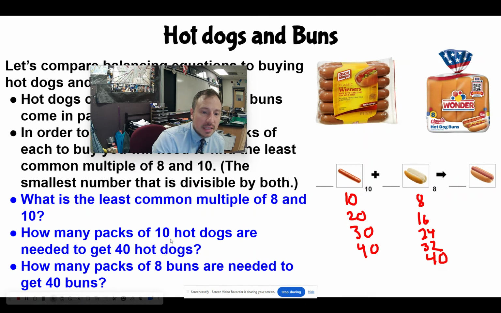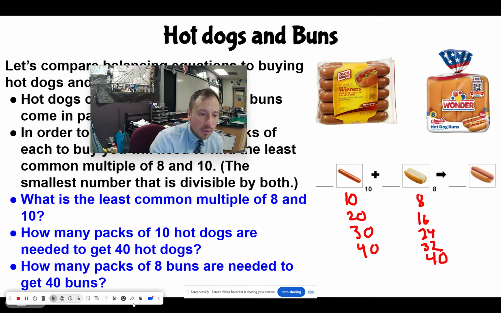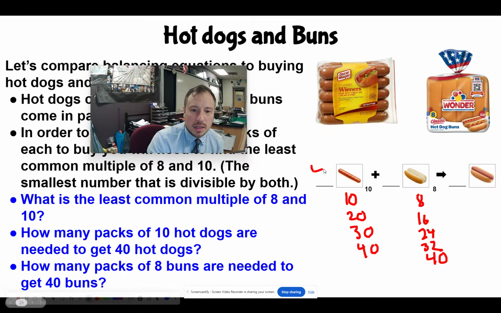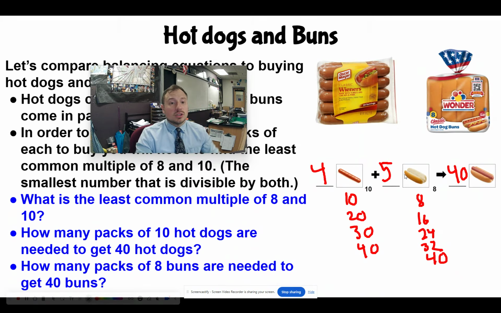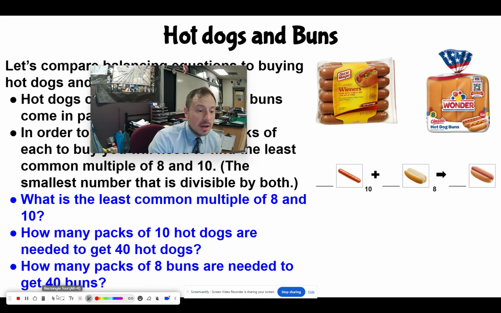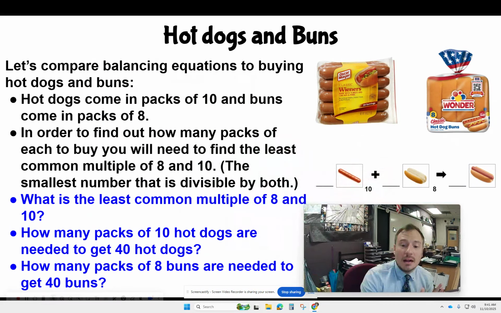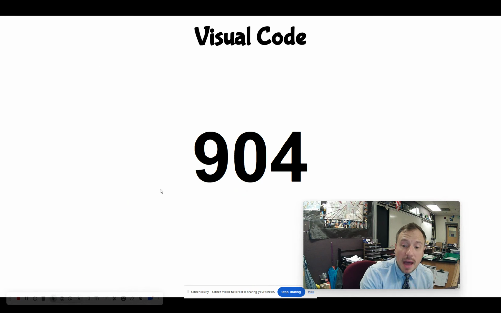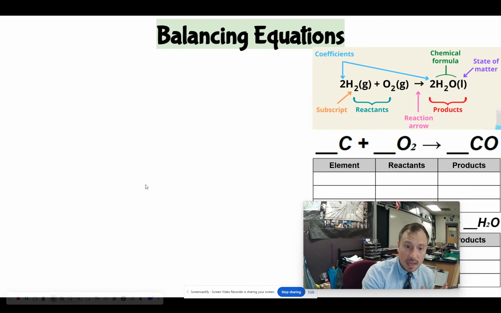So how many packs of 10 hot dogs are needed to get to 40 hot dogs? So if I'm balancing this equation here, right, I'm going to need 4 packages of 10 hot dogs, and I'm going to need 5 packages of 8 hot dog buns, and that'll allow me to make 40 hot dogs with buns without any left over. But I had to purchase those whole packages together, right? So with that in mind, now let's talk about how to actually balance those chemical equations.